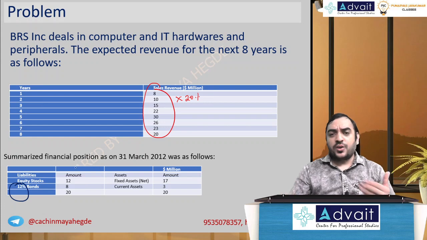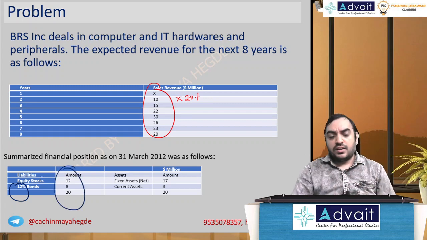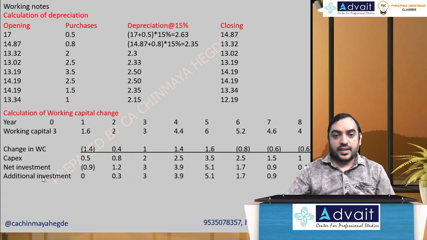And what is going to be our weight? Ideally, we should take market value, but market value is not available. Let's go for book value. Equity 12, debt 8. So let's calculate that working note and then we'll go for the regular calculation. I think this space should be sufficient.